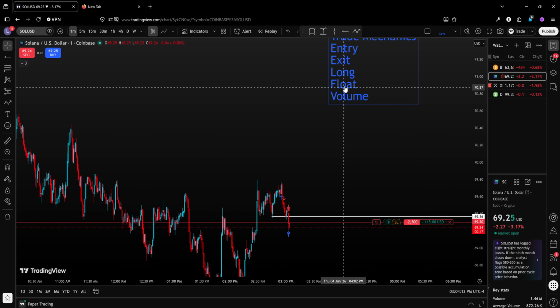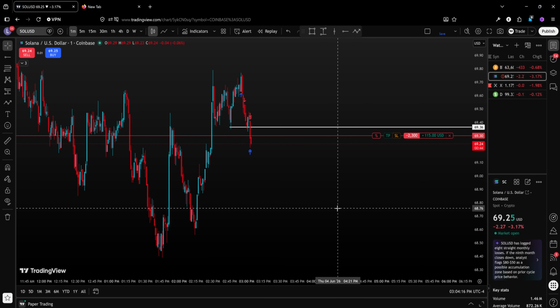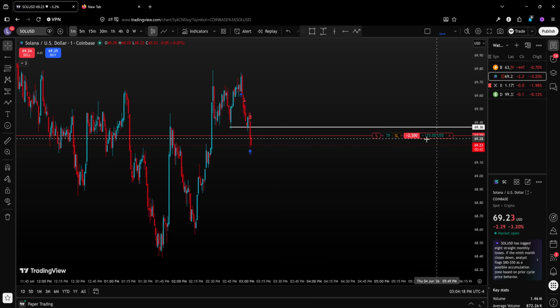Now let's talk about float. Float, or floating, is your floating profit. So you see right now, I'm up $161. I haven't closed it. I haven't done anything with it. I haven't taken partials or anything. So this is just floating profit. I could make more money or I could lose more money.